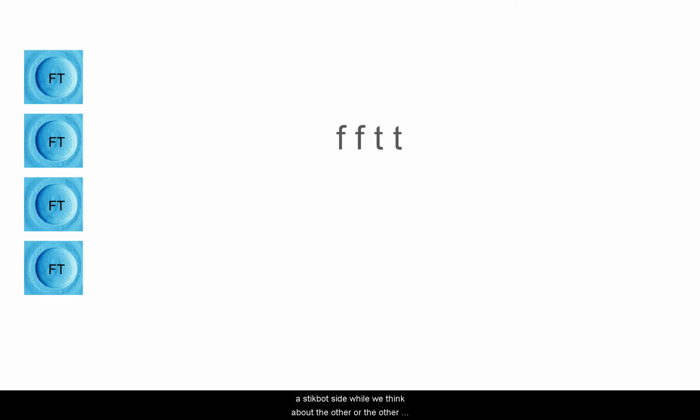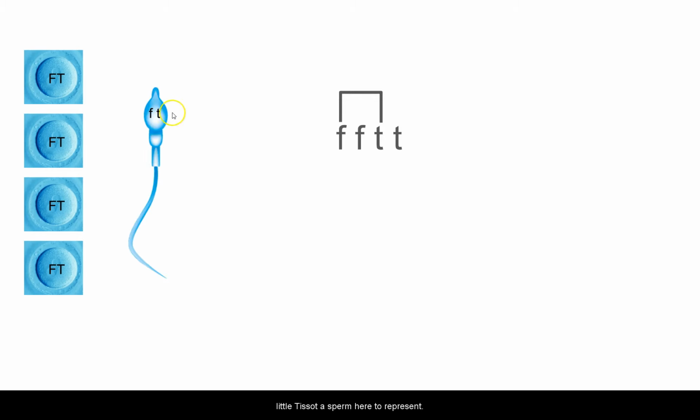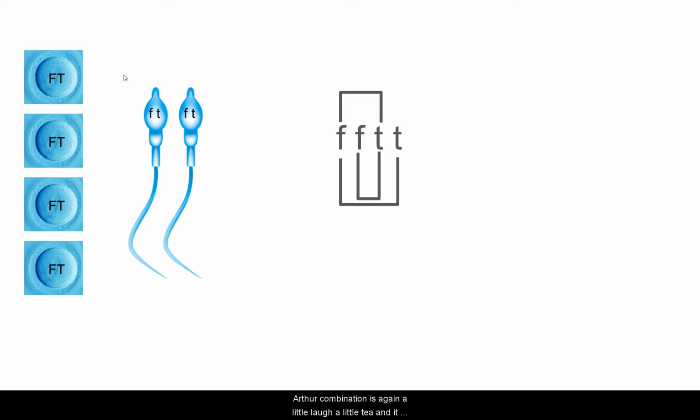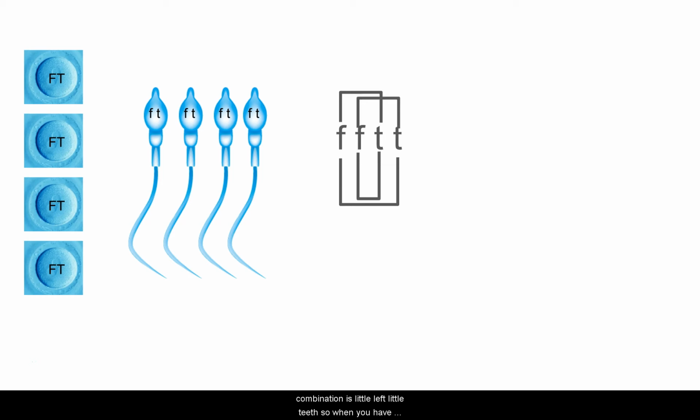We'll stick them off to the side while we think about the other organism. What kind of gametes can it create with this homozygous recessive genotype? Again, if you just start looking here, you notice a little f and a little t. So we'll put a sperm here to represent that combination. This is one gamete that it can create. We'll look at another combination, and again, it's a little f and a little t. So we'll put that sperm here. Our third combination is, again, little f and little t, and it should come as no surprise that our final combination is little f, little t.